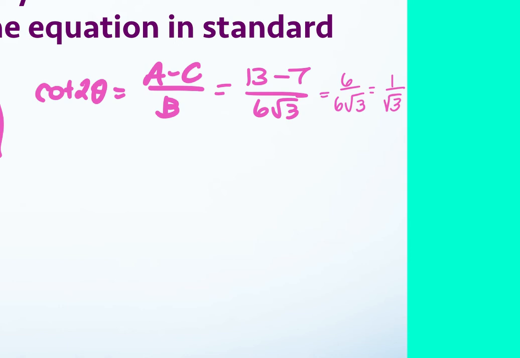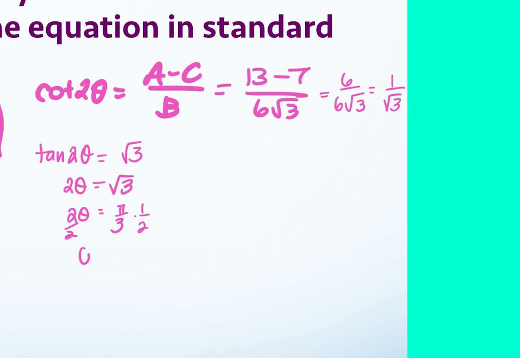Because the equation says cotangent, but we know our tangent, so we're going to say tangent of 2 theta equals the reciprocal of that, which is root 3 over 1 or root 3. But you do you, boo. All right, so now what angle has a tangent of root 3? Pi over 3. So 2 theta equals pi over 3, and then I divide by 2 or multiply by 1/2, and I get pi over 6.